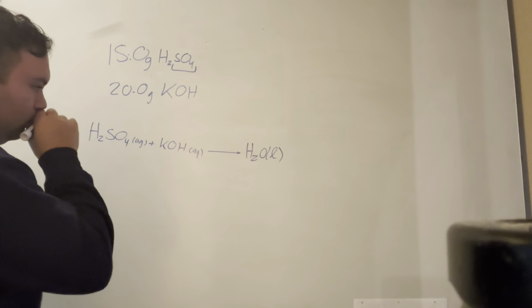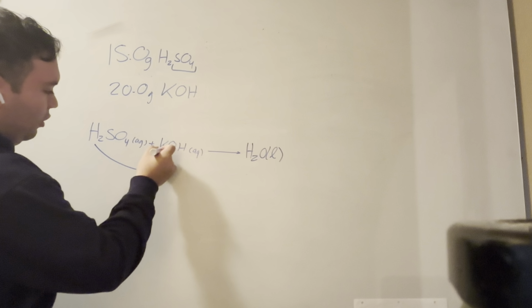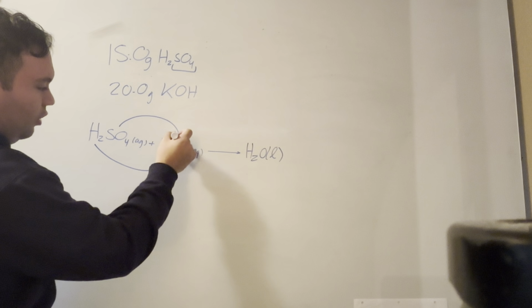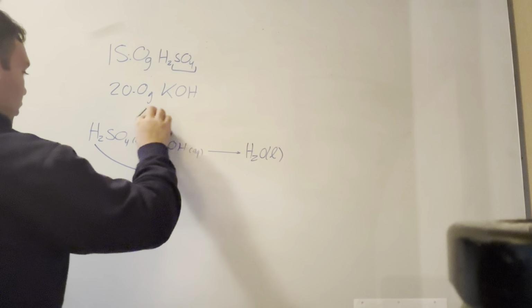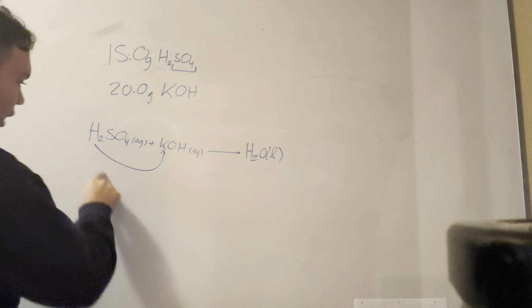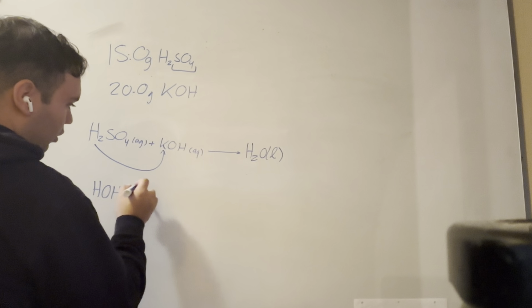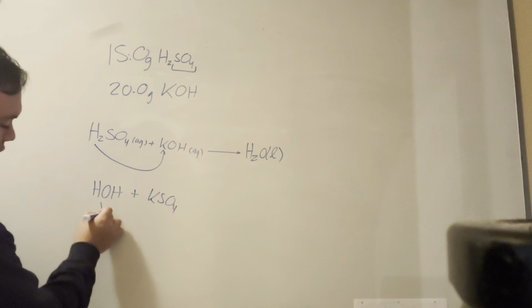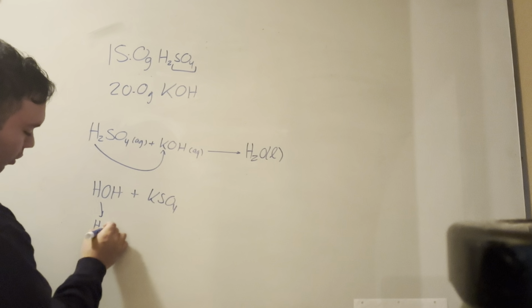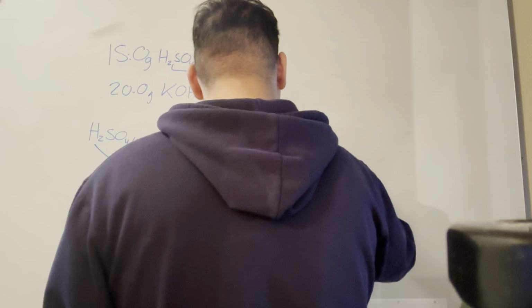And the next thing is you have to pretend this is a double displacement. So this H is going to replace this K. In this case, we get HOH plus KSO4. What is this HOH? That's just water, which I've already accounted for. This thing, though, now needs to be there. So in fact, it's going to be K2SO4.